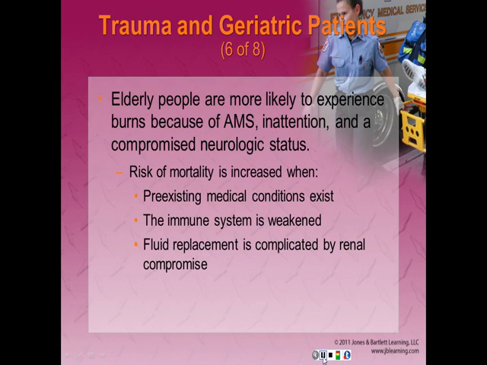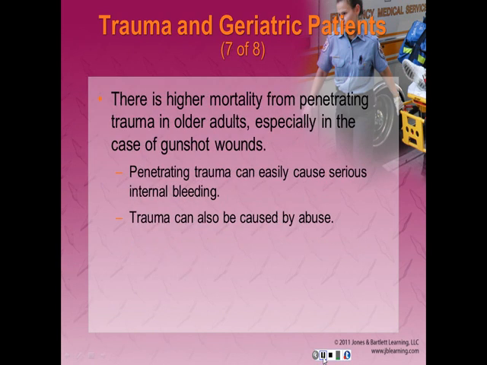Elderly people are more likely to experience burns because of altered mental status, inattention, and a compromised neurologic status. Their risk of mortality from burns is increased when pre-existing medical conditions exist, the immune system is weakened, or fluid replacement is complicated by renal compromise. There is a higher mortality from penetrating trauma in the older population, especially in the case of gunshot wounds. Penetrating trauma can easily cause serious internal bleeding.